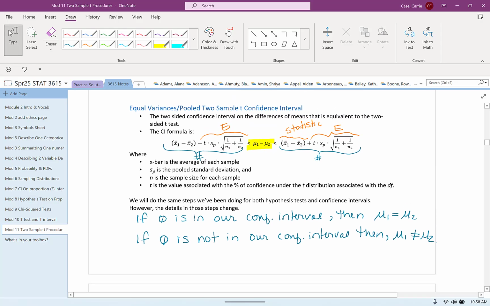The conditions for this confidence interval are exactly the same as the hypothesis test.